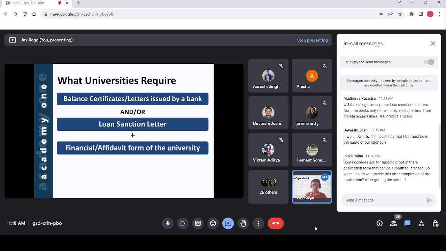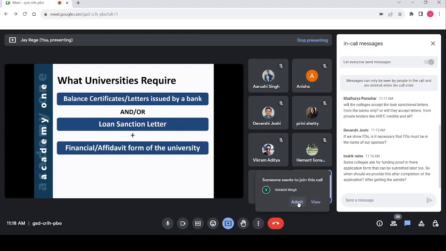So it doesn't matter who. Technically, the word sponsor means whoever's funds you are showing to the university becomes your sponsor. If the money you're showing is in your own personal account, then you are technically not your own sponsor. It's your money, so you don't need permission from anybody to use it.